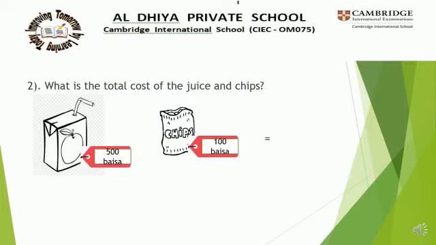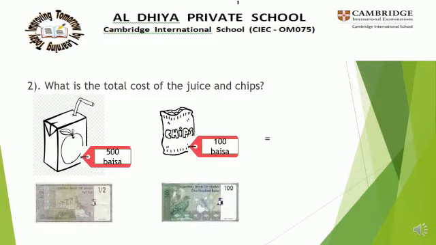500 paisa. See how it will be? Half, half real. Okay. 500 plus this 100 paisa. So 5 plus 1. What is 5 plus 1? 6. So 500 plus 100 is 600 paisa. So how much do you have to give to the shopkeeper? 600 paisa. Okay students, are you all clear with this?